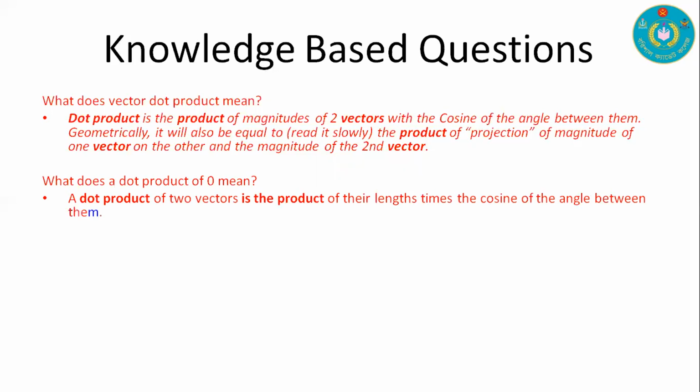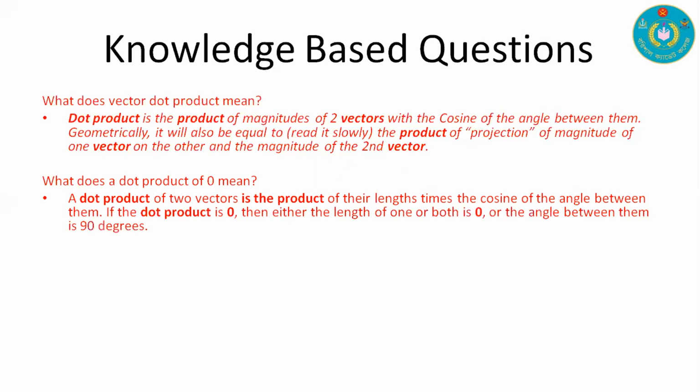What does a dot product of zero mean? A dot product of two vectors is the product of their lengths times the cosine of the angle between them. If the dot product is zero, then either the length of one or both is zero or the angle between them is 90 degrees.